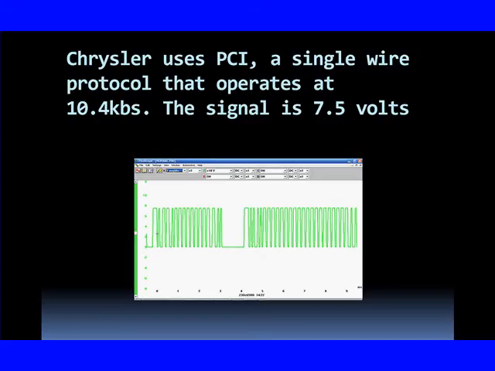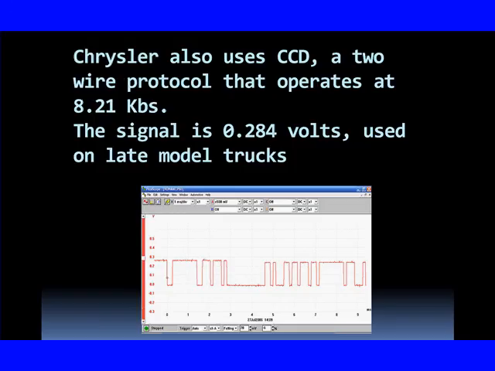This is going to have to be done with a specific scan tool set up for Chrysler. Now you can buy an aftermarket one that has enhanced software. It will do this job for you. You need to do a status report and see who can communicate. They also use CCD, which is an older protocol, but it's used all the way up to some late model trucks. It's a 2-wire. It's a very special setup.